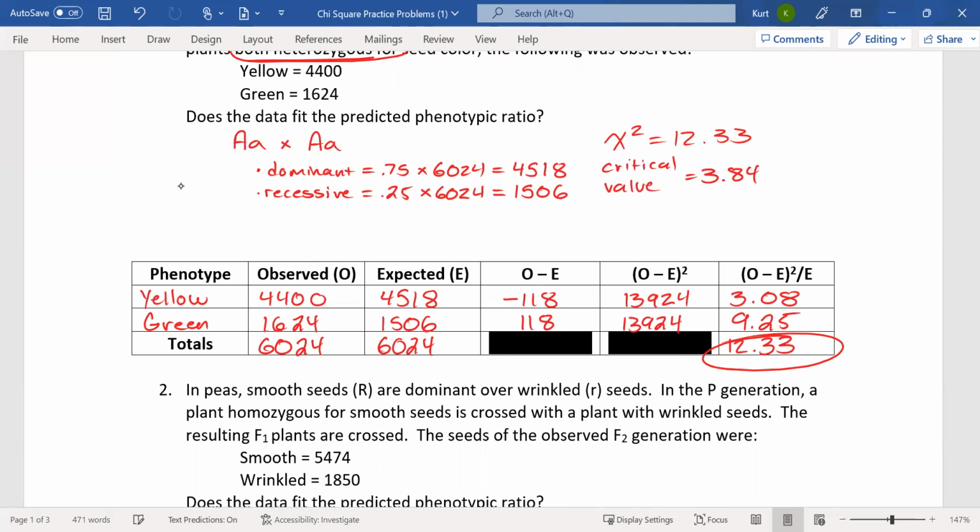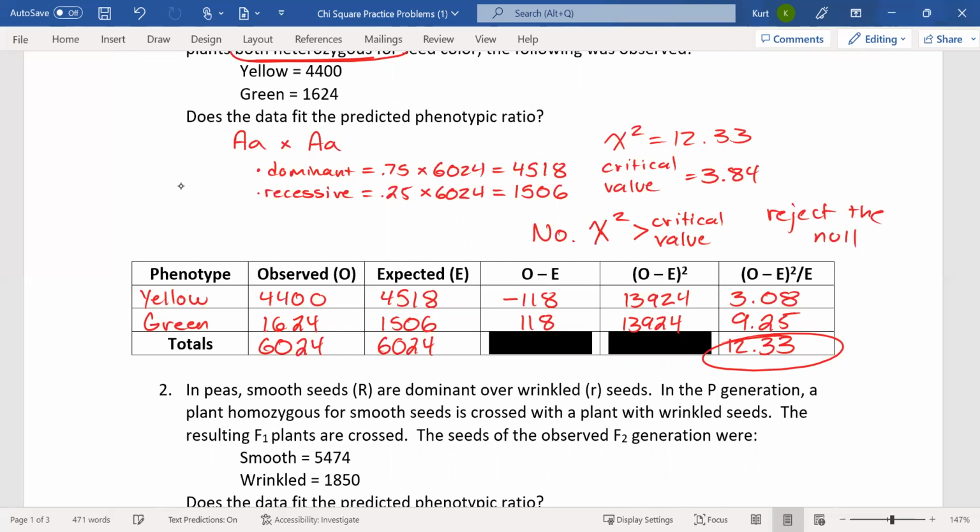Do you accept or do you reject the null hypothesis? You reject it. So does the data fit the predicted phenotypic ratio? No, it doesn't. Chi-squared is greater than your critical value. You reject the null. I want to translate that for you if you still haven't caught on.